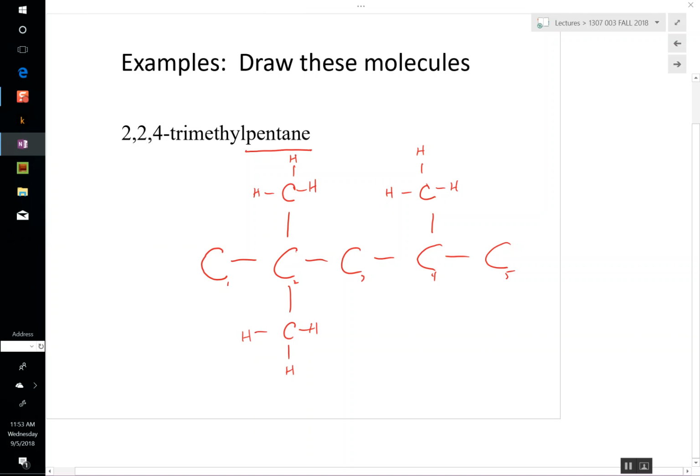Okay, now I've taken care of the parent name, the longest chain. I've taken care of all the substituents, and now I finish it off with hydrogens. Notice that there are no hydrogens on this carbon. That carbon has all carbons attached to it. No hydrogens. This number 3 carbon, the number 4 carbon gets 1 hydrogen, and the last carbon gets 3 hydrogens.